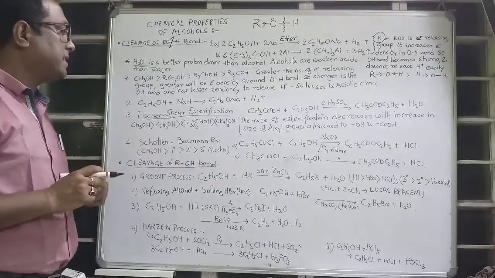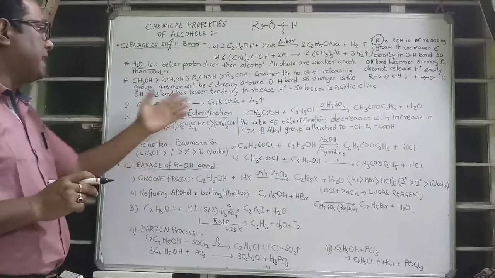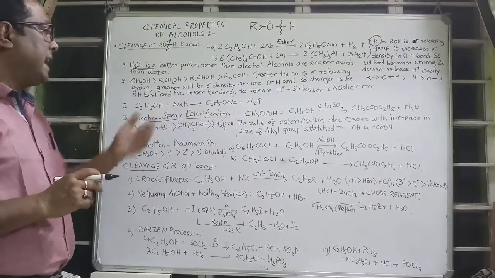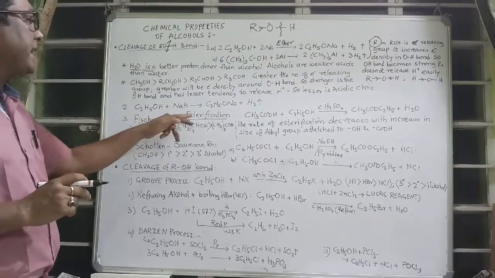Sodium hydride or potassium hydride will help to give out hydrogen gas. This is another way by which you can show the acidic character. Then there is number 3, Fischer-Speier esterification.